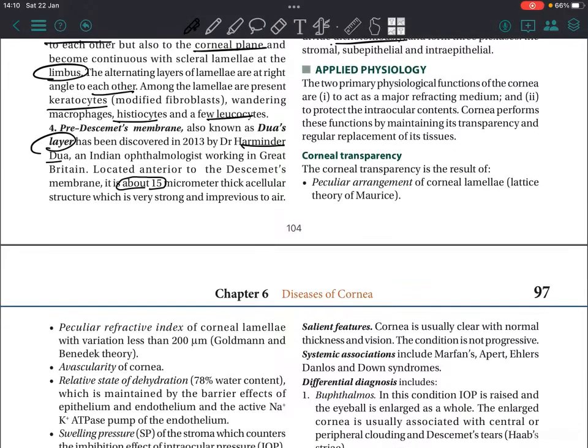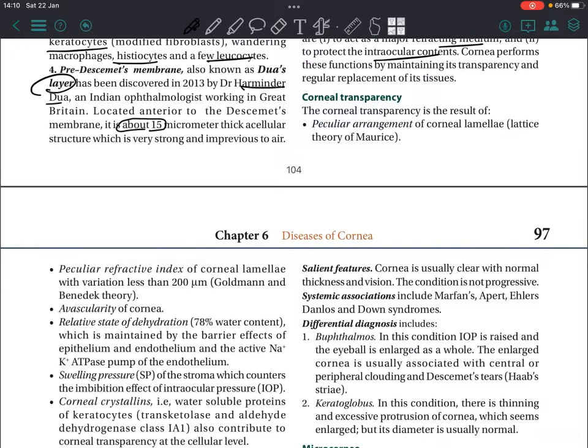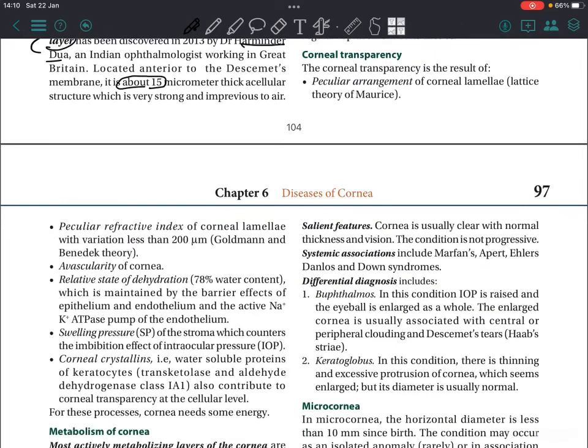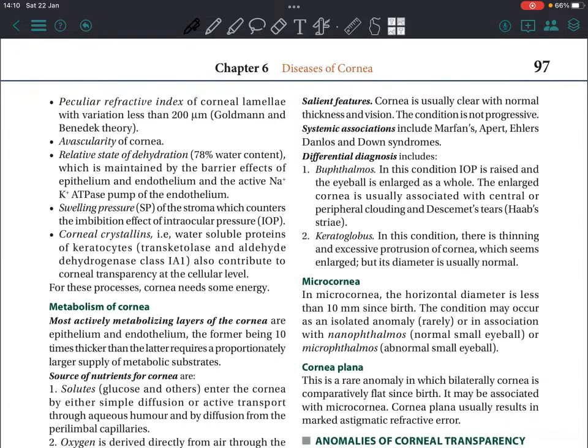Applied physiology. The two primary physiological functions of the cornea are to act as a major refractive membrane and to protect intraocular contents. Corneal transparency is a result of the peculiar arrangement of corneal lamellae, the lattice theory of Maurice, and the peculiar refractive index of corneal lamellae with variation of less than 200 micrometers.